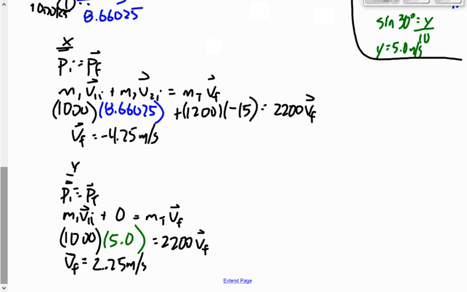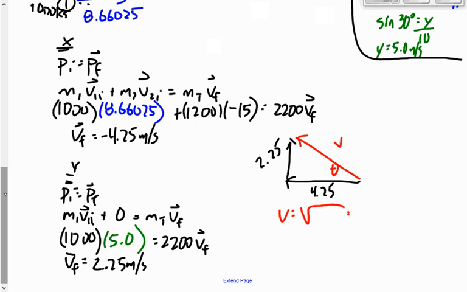So we're going to say 4.25, 2.25, we're going to solve for V. The Pythagorean theorem there gives me a V of 4.82 meters per second. And theta, the inverse tan of opposite over adjacent. What's the opposite side here, Liam? Is the opposite side 2.25 or 4.25? Good. 2.25. That gives me an angle of 28.2 degrees.